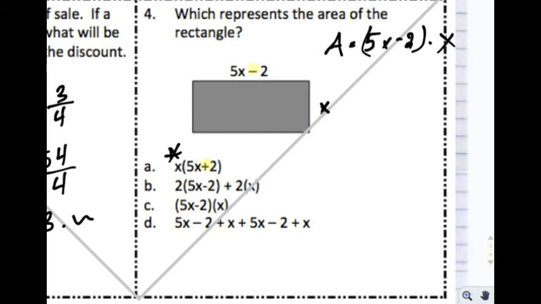So moving on, 2 times the 5x minus 2 plus 2x is actually the formula for perimeter. So we have to pay attention. This has some tricky answers for us. Letter C says 5x minus 2 times x, which is very similar to what we wrote. So we'll keep that thinking. And letter D, again, is just more of an expanded form of the perimeter. There are 2 lengths and 2 widths all being added together to find the distance around the rectangle. So our final answer should be letter C.